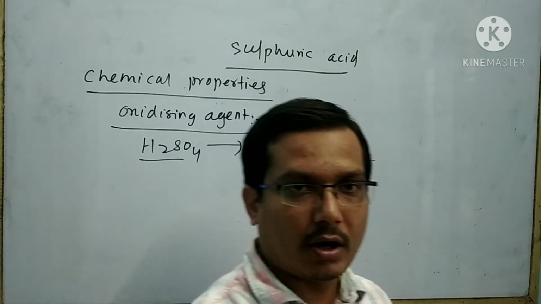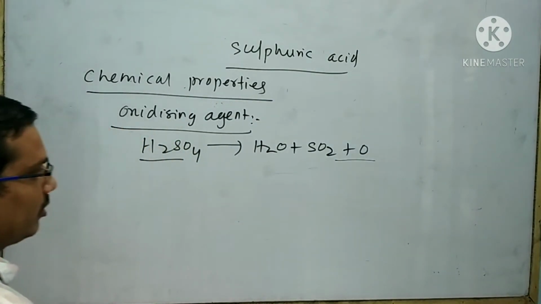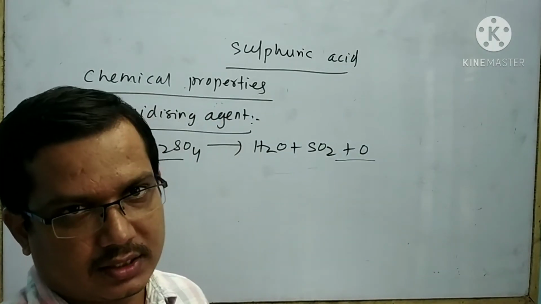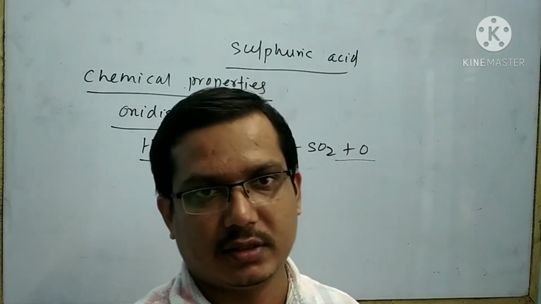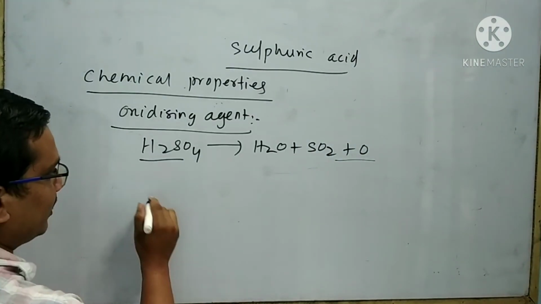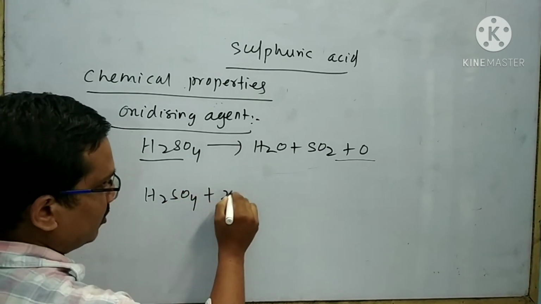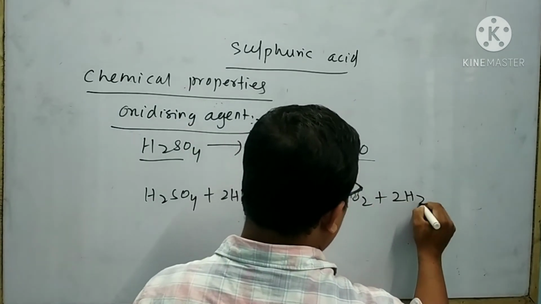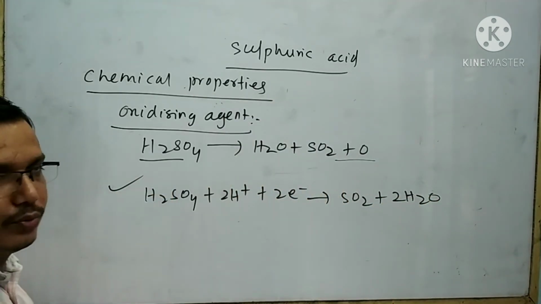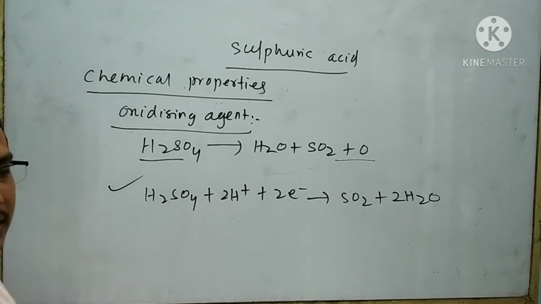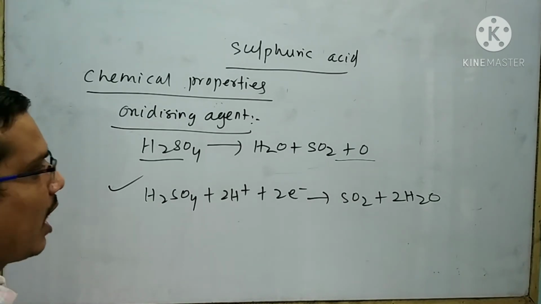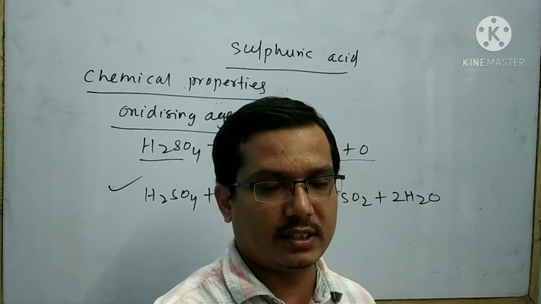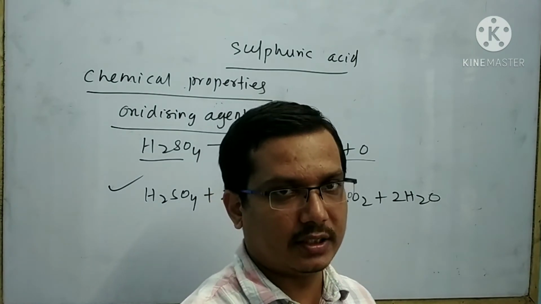Remember, sulfuric acid also gains electrons. Due to this nature, sulfuric acid also proves to be a strong oxidizing agent. I can write the reaction like this: H2SO4 plus 2H plus 2 electrons gives SO2 plus 2H2O. This reaction also proves that sulfuric acid acts as a strong oxidizing agent. Now I will explain some reactions in which sulfuric acid acts as a strong oxidizing agent.